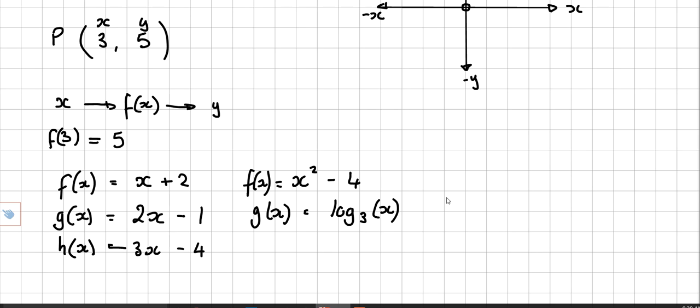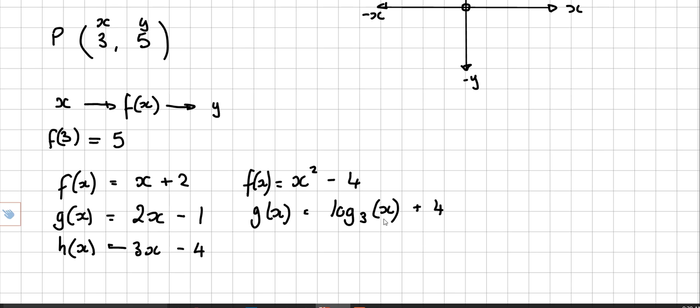What's x again? 3. So it's log to the base 3 of 3, which is 1. So I need to add 4 again. Yeah? Oh, 5. Because we're doing, put 3 in.